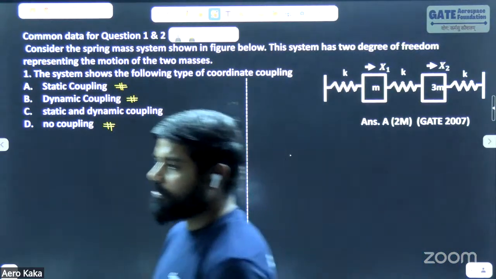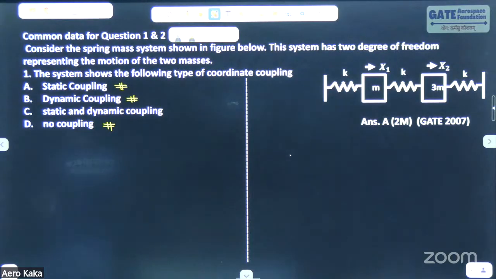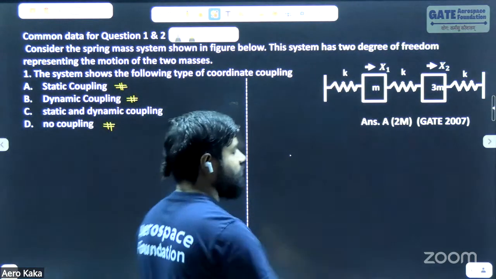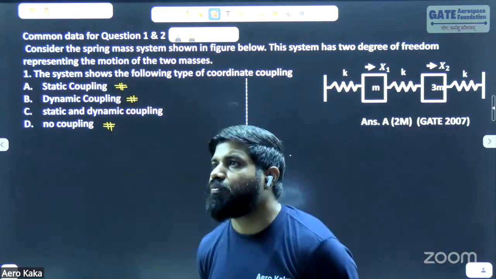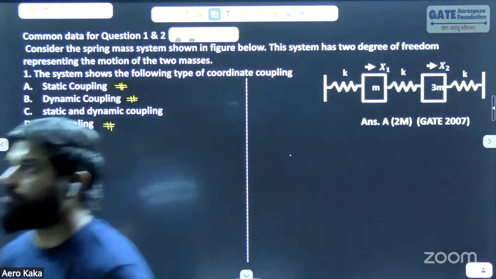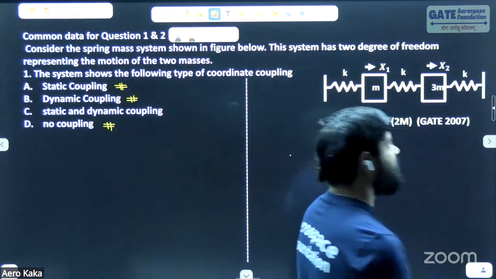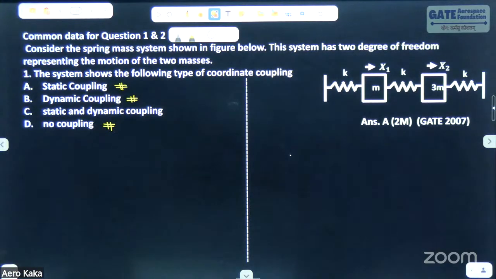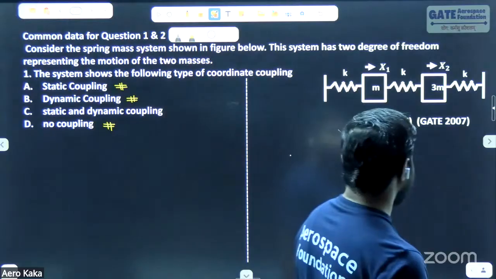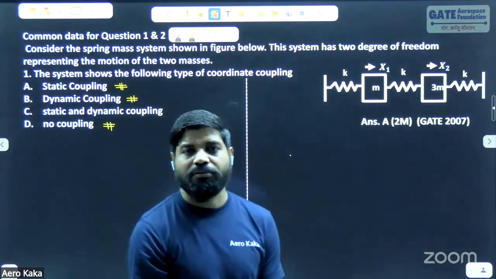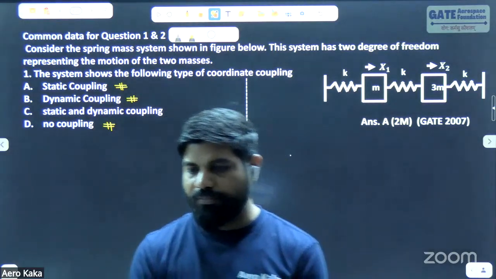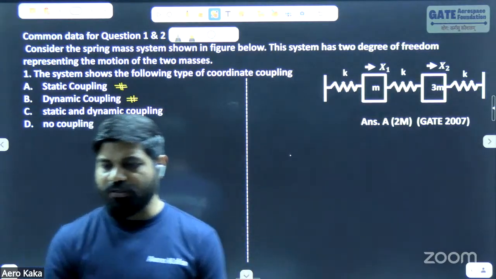Yes, sir. Write down simply. If the equation of motion of one coordinate contains or possesses the displacement of another coordinate, or you can say mass, such kind of coupling is known as the static coupling.